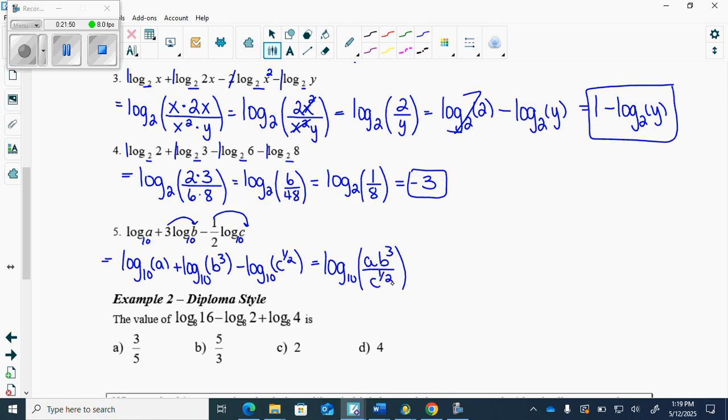Does everyone see what I'm doing? Plus 1 in front, numerators. Minus 1 in front, denominator. Okay? They will write this differently. C to the half, they'll often write as what? Square root of c. So they won't write base 10, because they don't have to. And they'll go a b cubed over the square root of c. Remember, anything to the power of half is the same as the square root. Anything to the power of a third is the same as the cube root. We learned that in grade 10, rational exponents. Okay?